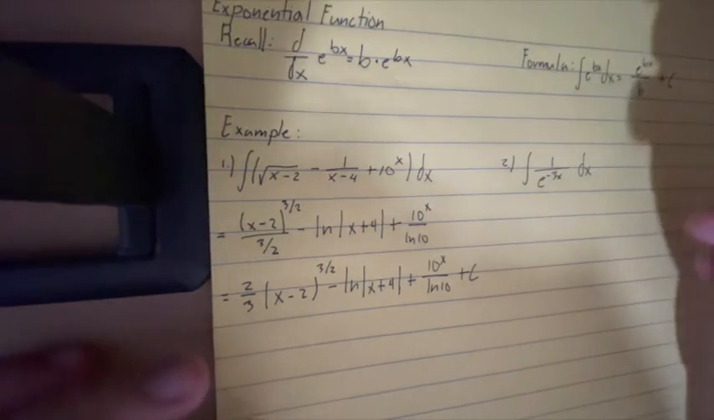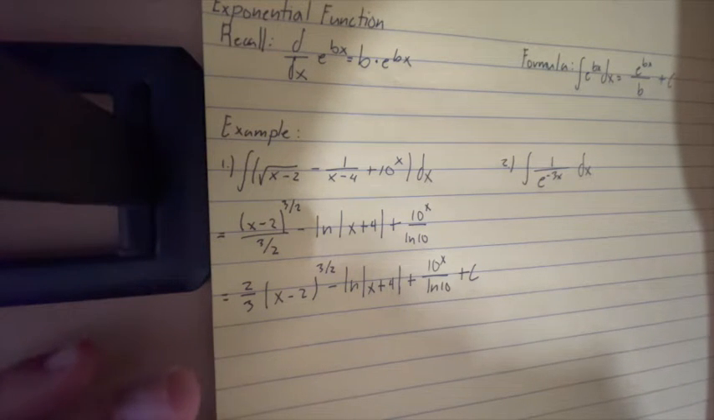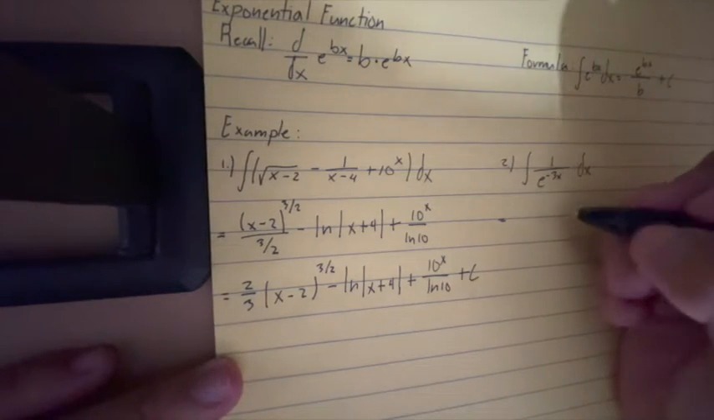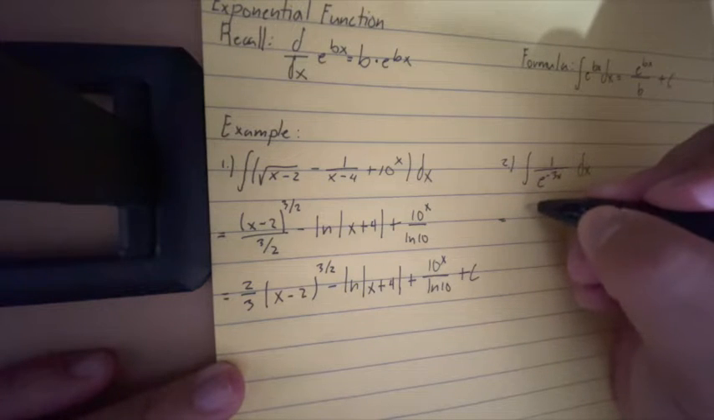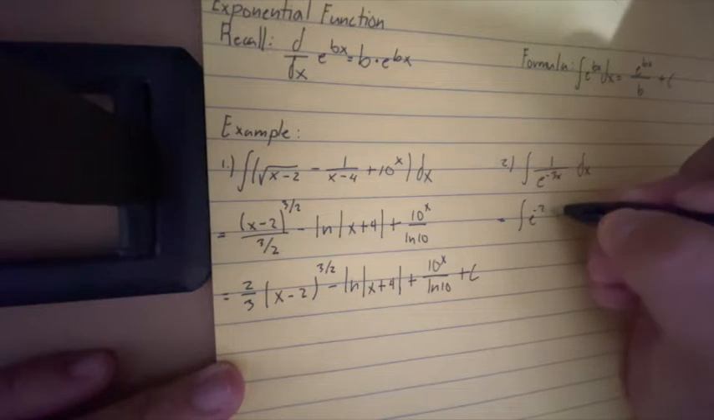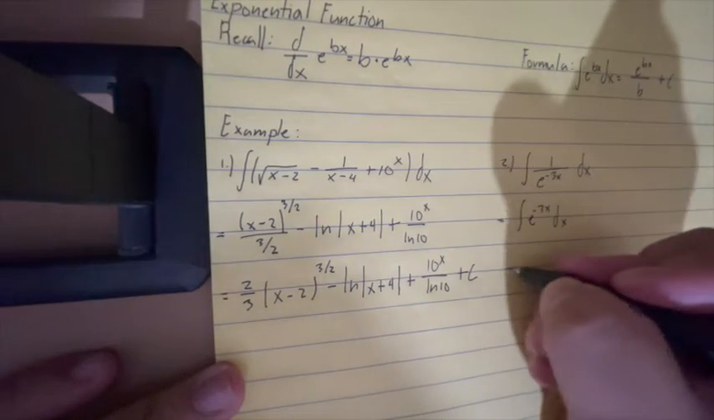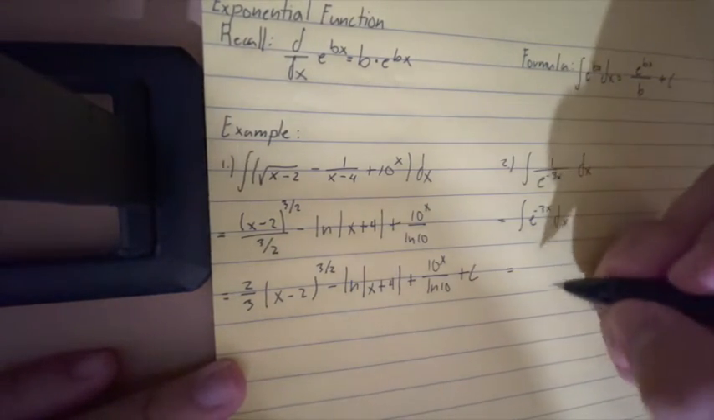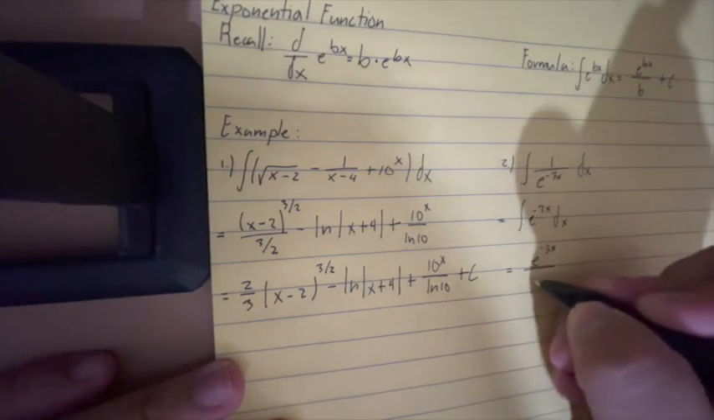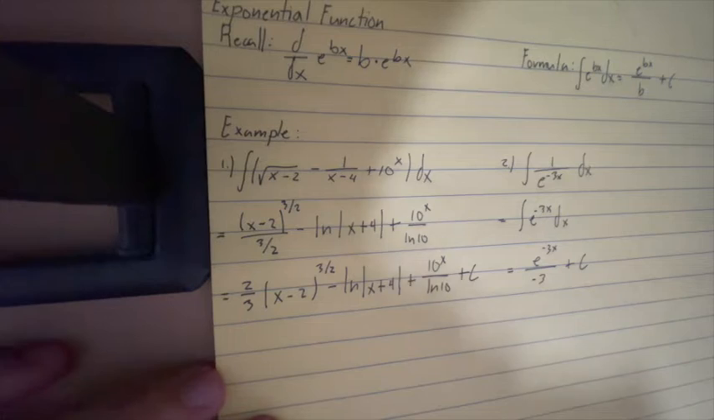What if the exponential function is in the denominator? We're going to simply transpose it. So, it will become the integral of e raised to negative 3x dx. And the integral of that is e raised to negative 3x over negative 3 plus the constant. And that will be for the exponential function.